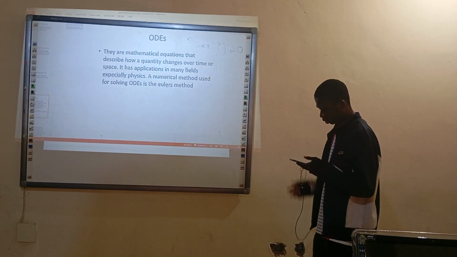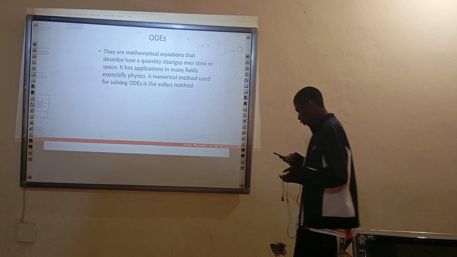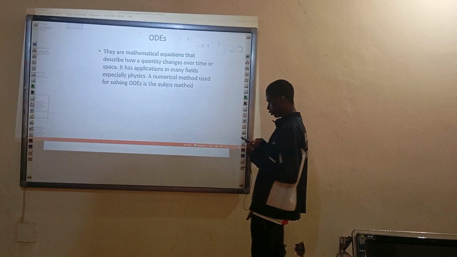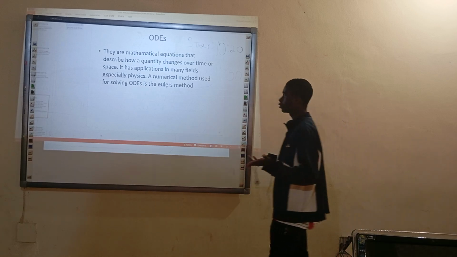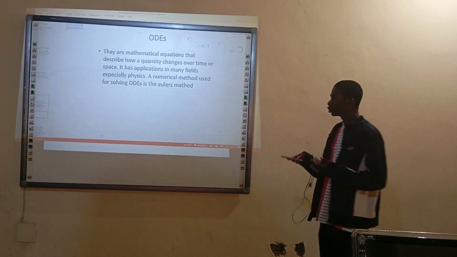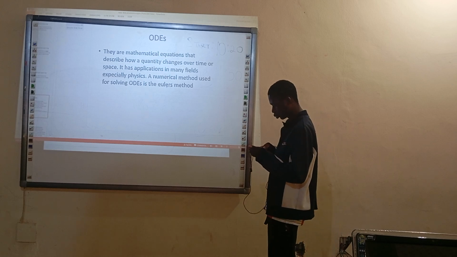Next, we're going to be talking about ODEs. Now, what are ODEs? The full meaning of ODE is ordinary differential equation. And we see that in scientific machine learning, ordinary differential equations are introduced. There is one basic type in it.